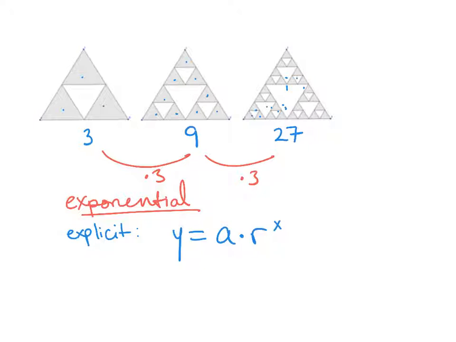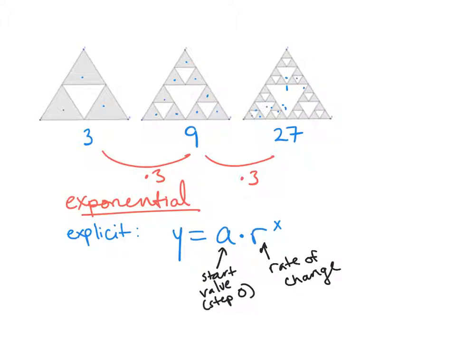So what does each one of these things mean? This guy, I don't know why we use all different letters. Somebody write a letter to the math people and ask why we use all different letters. It's weird. So this guy is our start value, which remember is step 0. And then this guy is the rate of change. So in this case, what are you multiplying by? That is the rate of change.